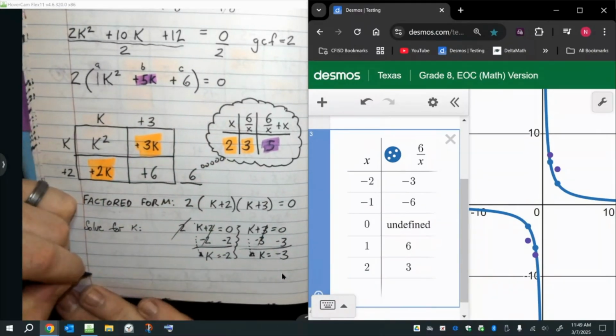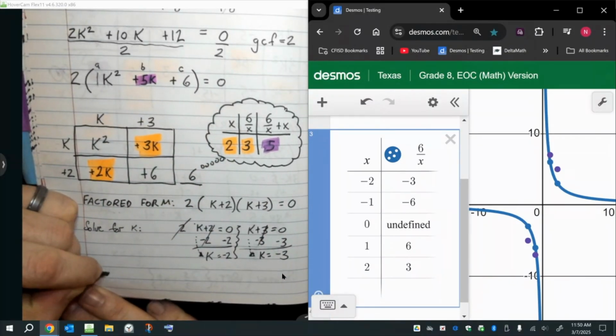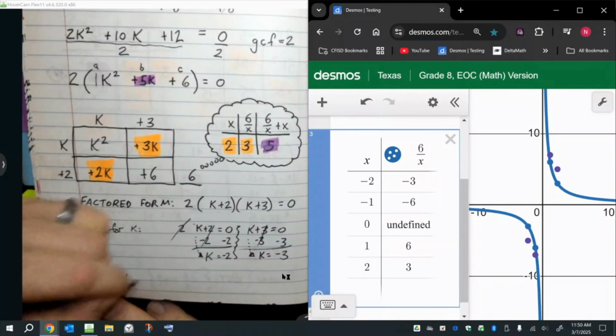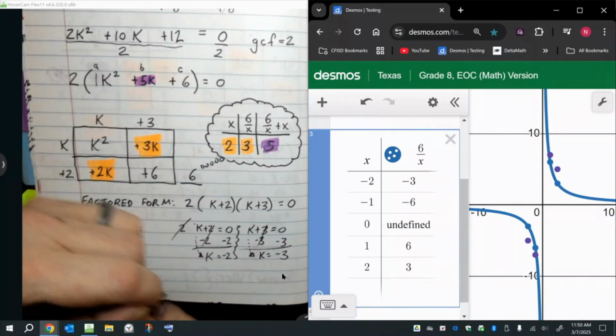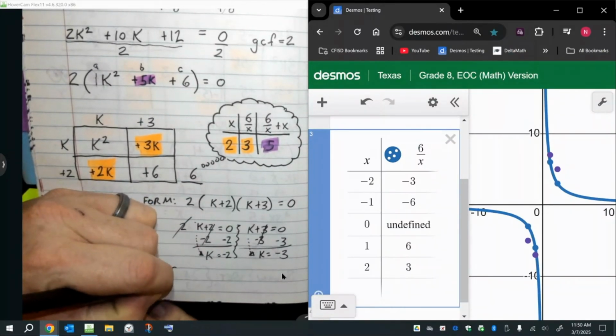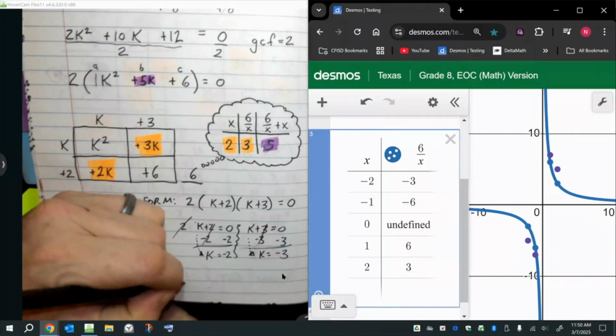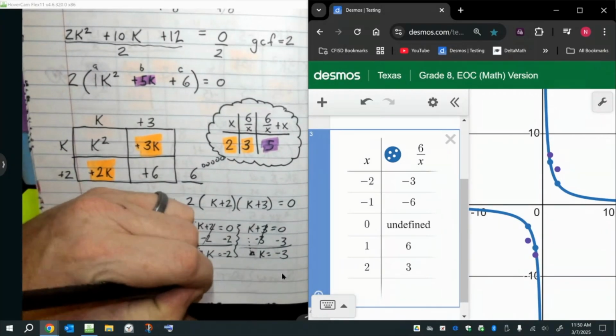And so my solution set is negative 2 and negative 3.